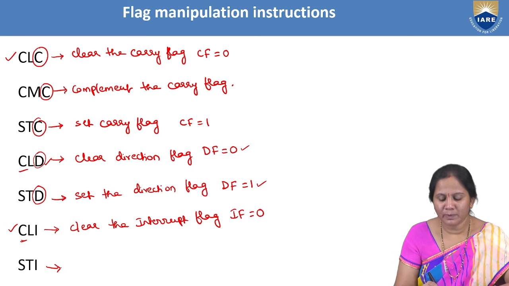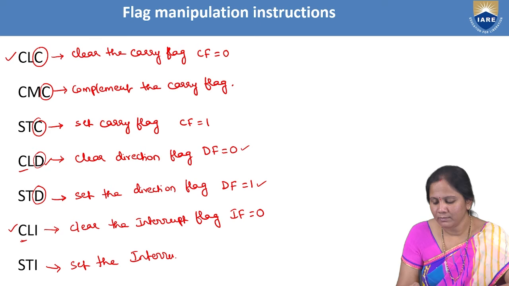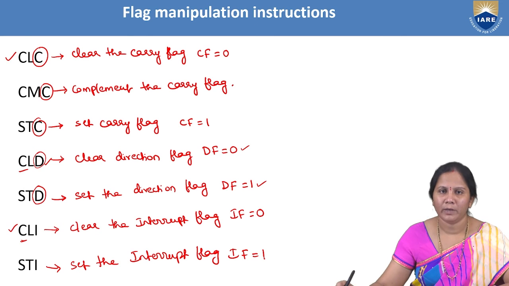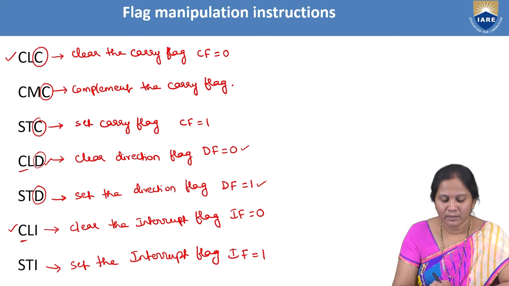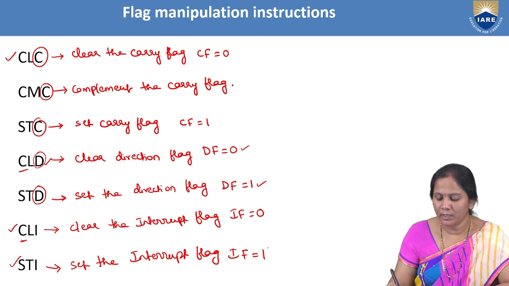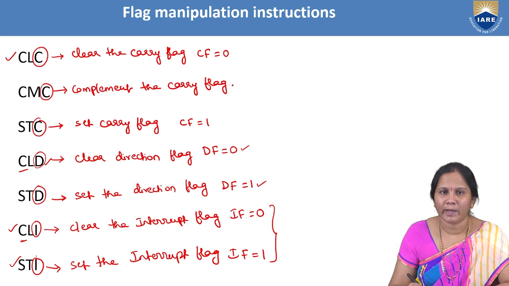The next flag manipulation instruction is STI. STI represents set the interrupt flag. Setting means IF will be made 1. If you wanted to set the interrupt flag, then we have to execute the instruction STI. These 2 instructions are related to the interrupt flag.